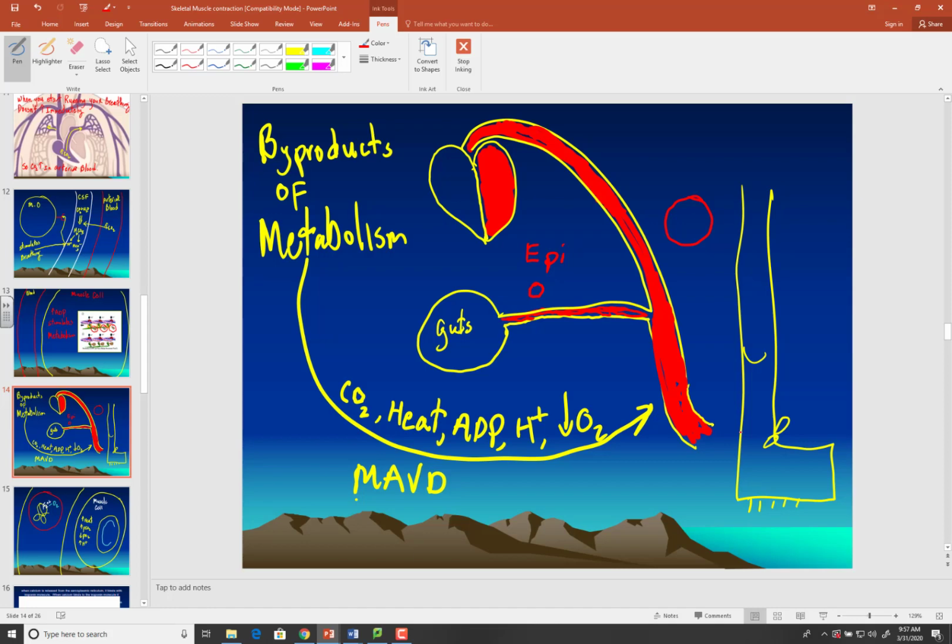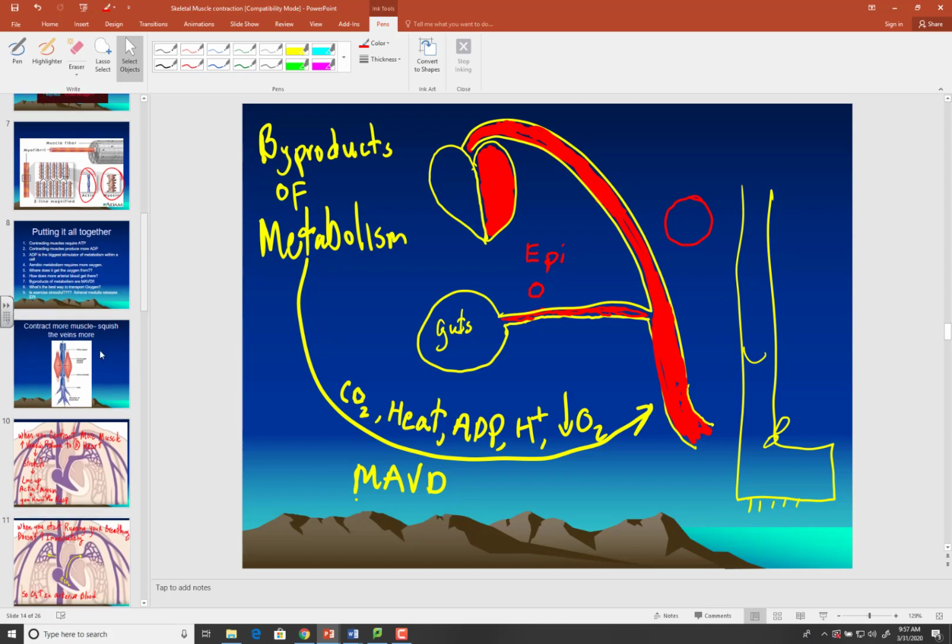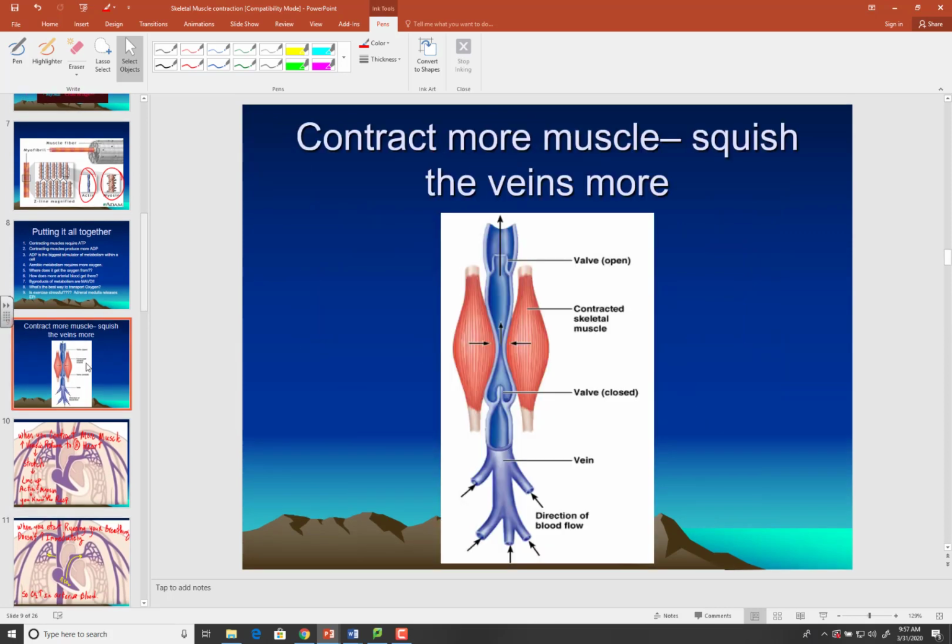Now, because of those arterial vasodilators, right, you're going to need more blood. How do you get more blood? Well, guess what? You're getting up and running, right? So where do you store a lot of extra venous blood? In the veins of your legs. So now you're contracting more muscle. What's that going to do to the amount of venous blood coming back to the right side of the heart? It's going to increase it.